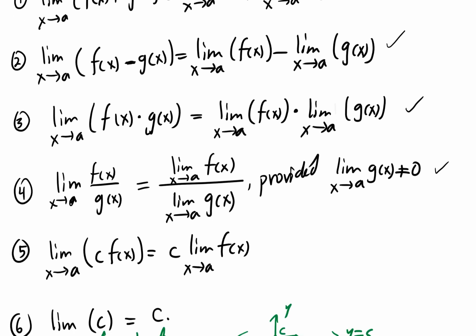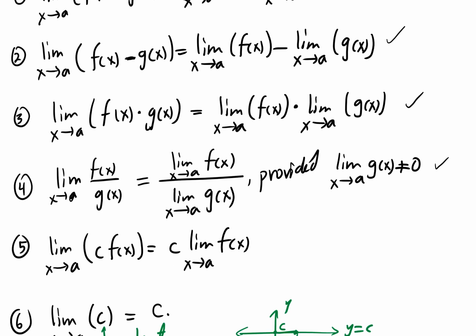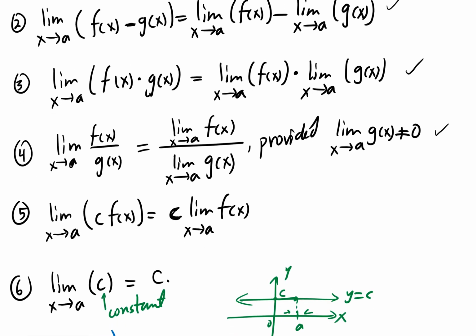So we move on. The next one, if there is a constant times a function, you can pull the constant out. The constant does not affect the limit. And the last law says if you're finding the limit of a constant, it's going to give you the constant regardless of what x goes to. It doesn't matter. It's going to stay constant all the time because there's no x's.